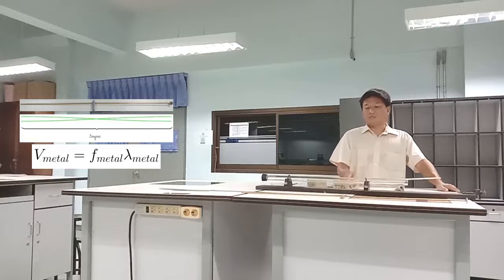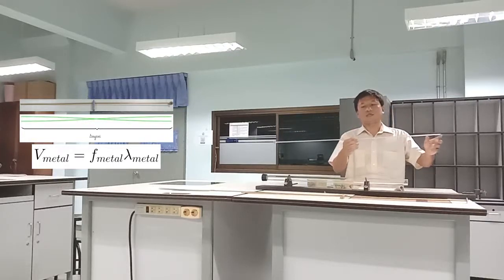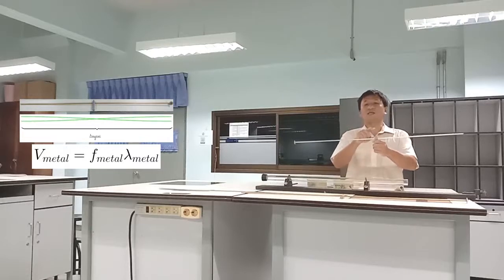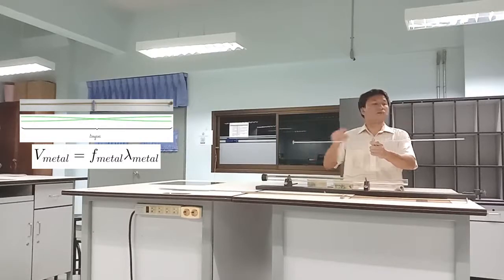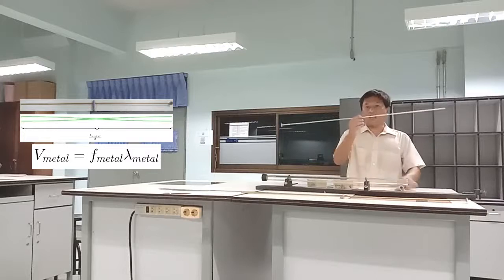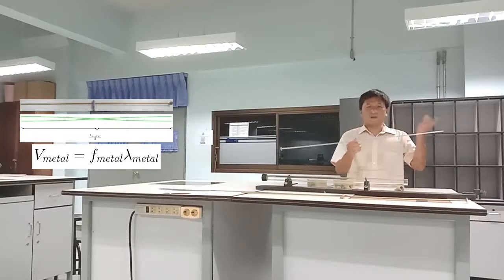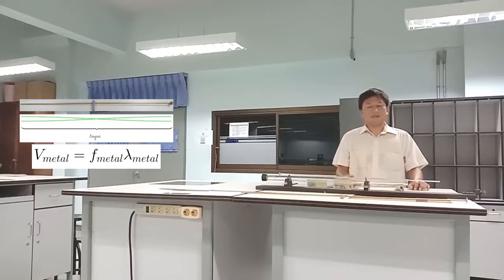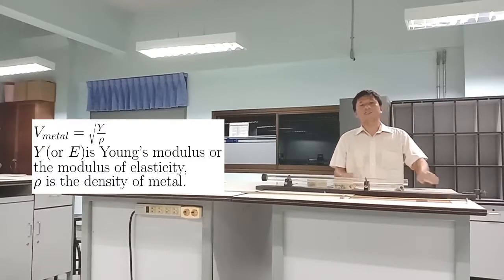For example, in this aluminum metal rod, you could determine, for example, this point is going to be the node, this point is going to be antinode and antinode. So the whole thing is going to be half the wavelength. Half the wavelength is this, the wavelength is twice of that. And you have frequency multiplied by wavelength to give you the velocity. Actually, there is an extra step.